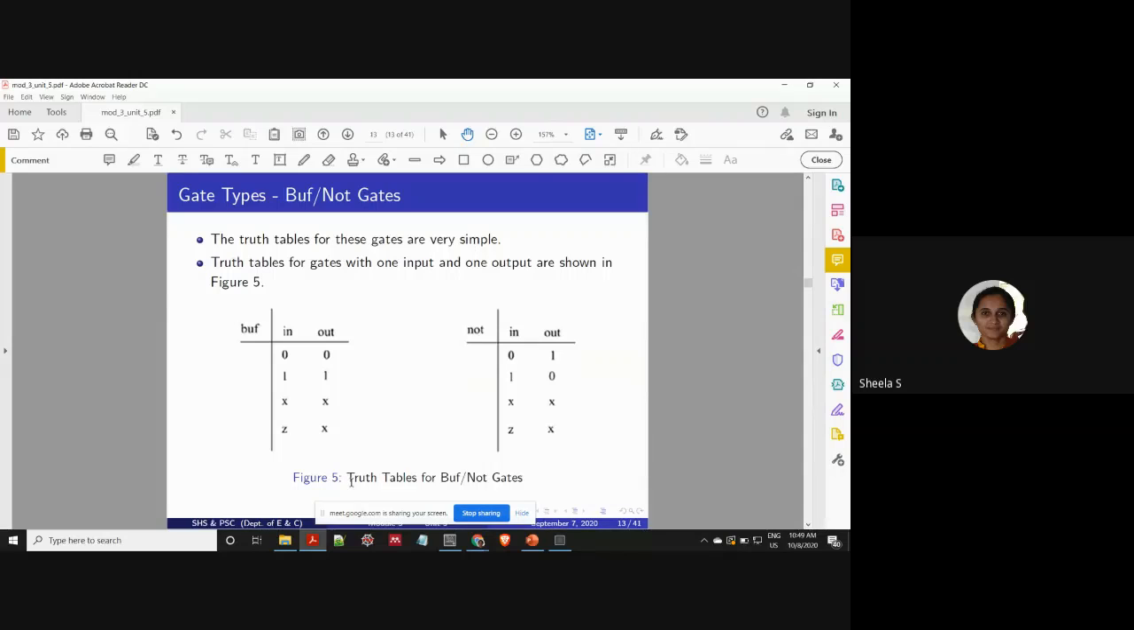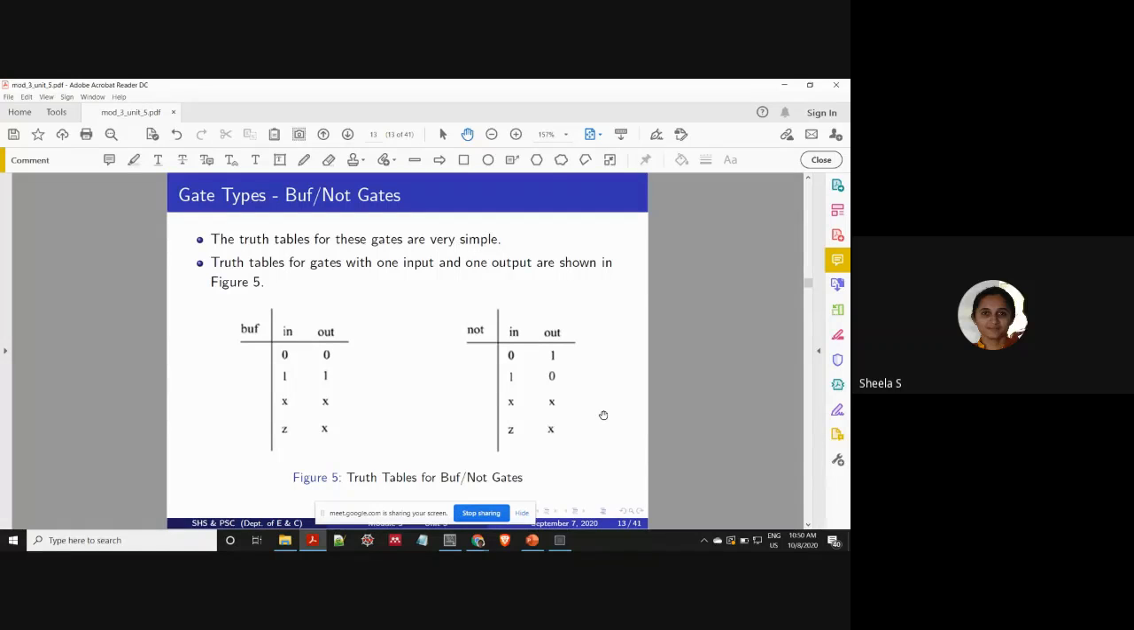And the truth table of the buffer and NOT gate is as follows. If the input is 0, output is 0. If the input is 1, output is 1, because the buffer will not change the value. It will simply enhance the strength of the signal. In the case of a NOT gate, if the input is 0, output is 1. If the input is 1, output is 0. But if the input is unknown or high impedance, it cannot predict the output. So the output will always be unknown, both in the case of the buffer as well as the NOT gate. This is how we consider primitive gates.